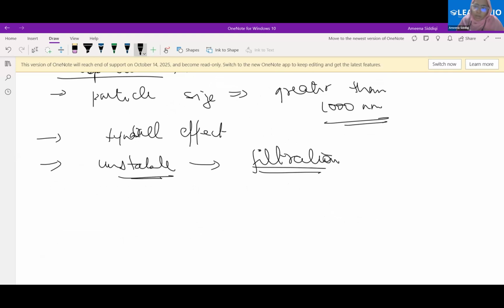Is it understood? Yes or no? Yes, ma'am. Okay. One important point here: as soon as the mixture becomes unstable, let's say we mix sand and water, they have been mixed, okay, as of now we can say that they're mixed into each other, and then they're suspended into each other, fine.